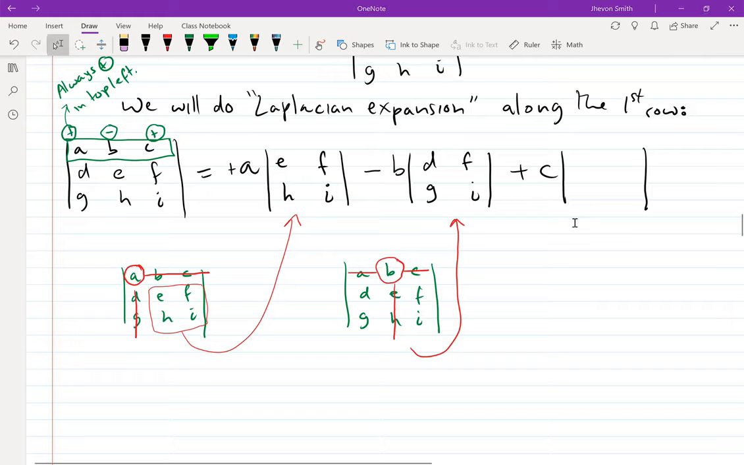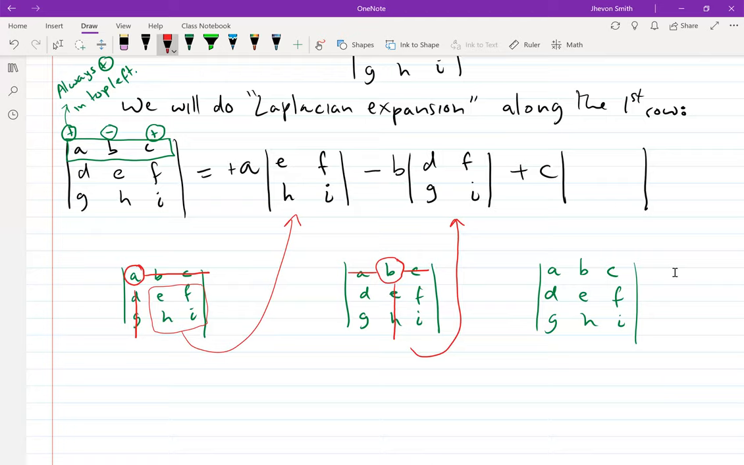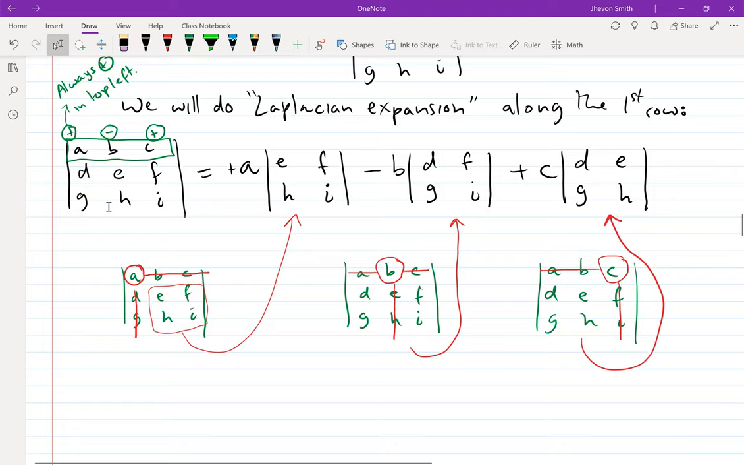So let me move the chat box out of the way here. Here we have A, B, C, D, E, F, G, H, I, and we're focusing on the C part. Block out everyone in his row and his column. Whatever is left over, you're going to put in there. So this would be D, E, G, H. Okay? In that way, you can look at a 3x3 determinant as a combination of 2x2 determinants.